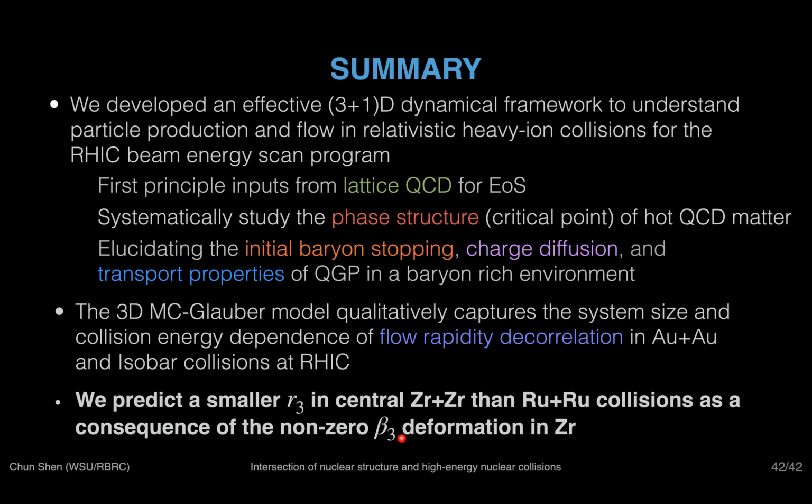And with a non-zero beta 3 deformation for zirconium, we find that in central collisions, the zirconium will have a smaller R2 decorrelation, but larger R3 compared to the ruthenium. So that's all I have.